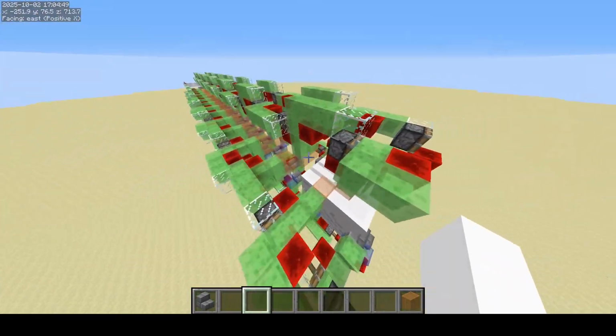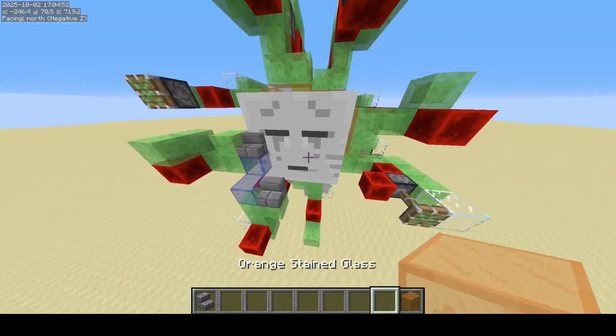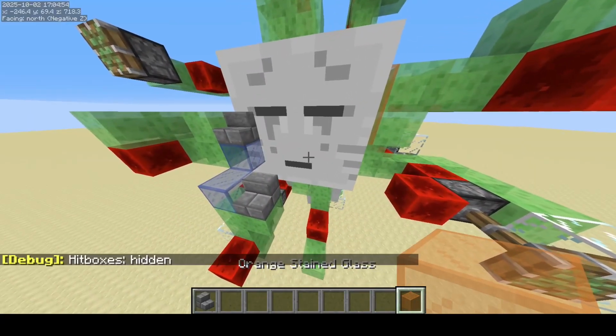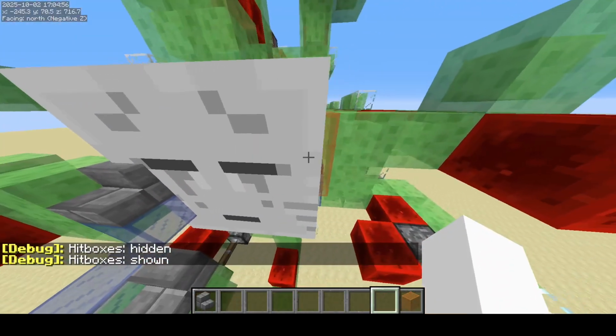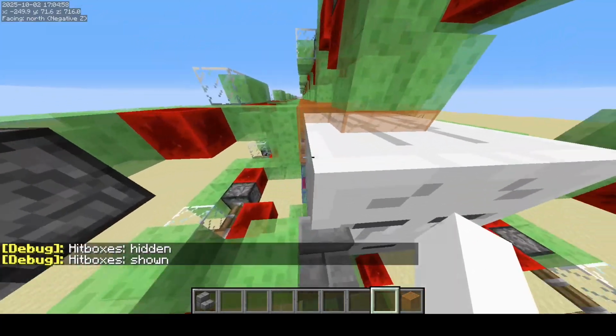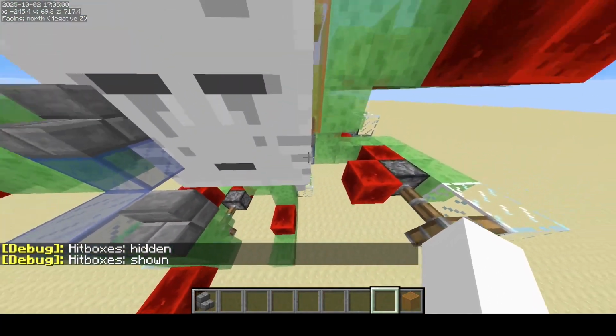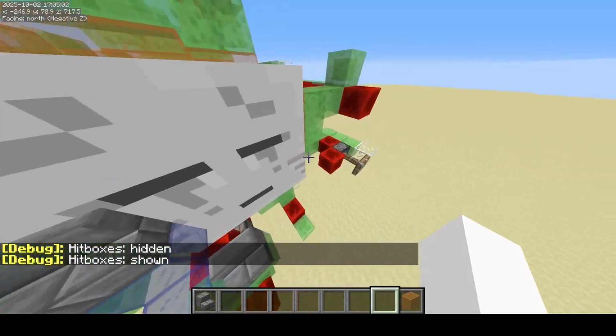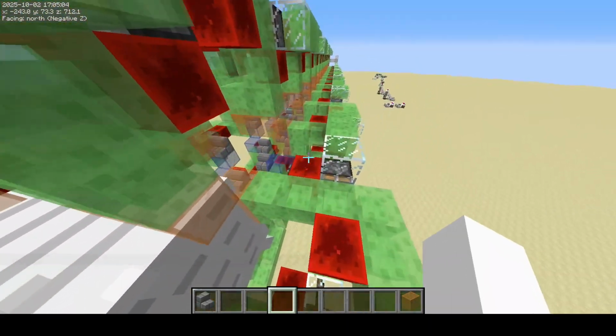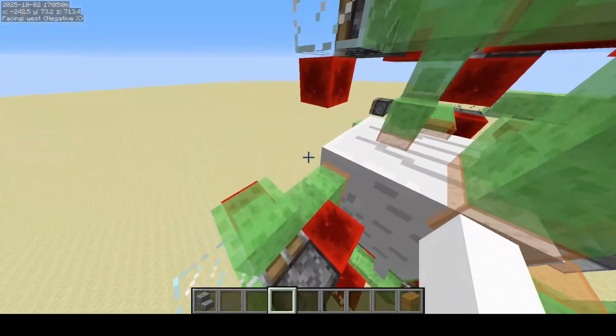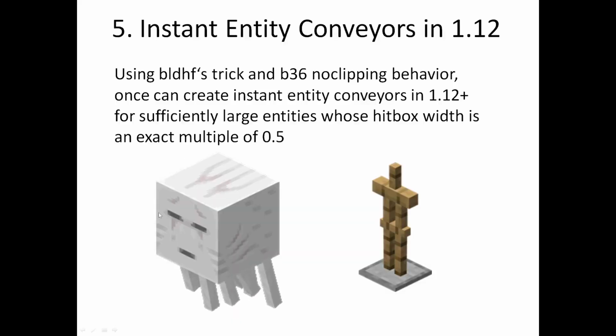Yeah, and that's everything you can do in 1.12 basically. This only works well in 1.12 for entities whose hitboxes are an exact multiple of 0.5, like for example gas or armor stand. It sadly doesn't really work for minecarts and TNTs in 1.12. So with all these tricks we can now make instant entity conveyors for entities which are sufficiently large that they can intersect a lot of hitboxes at once and whose hitbox width is a multiple of 0.5.